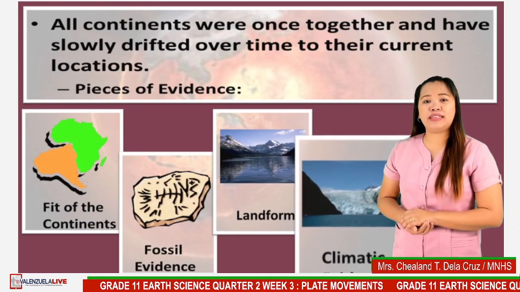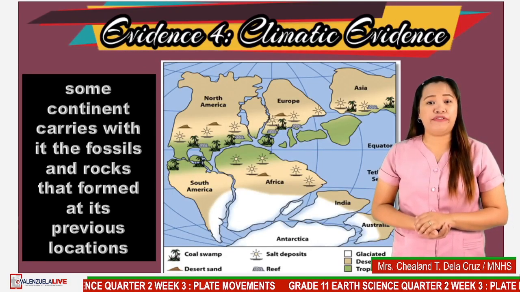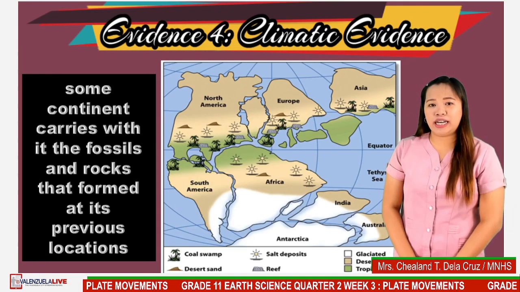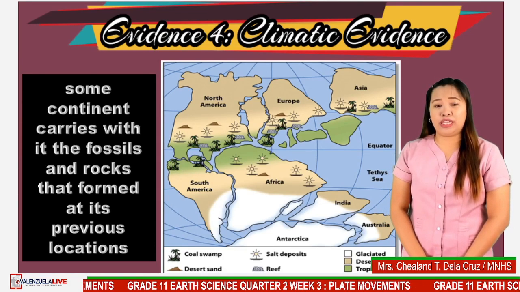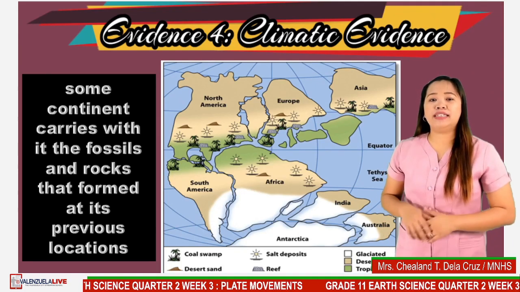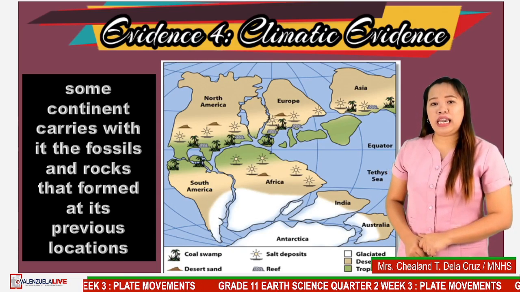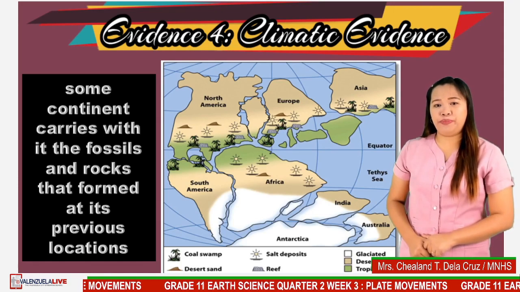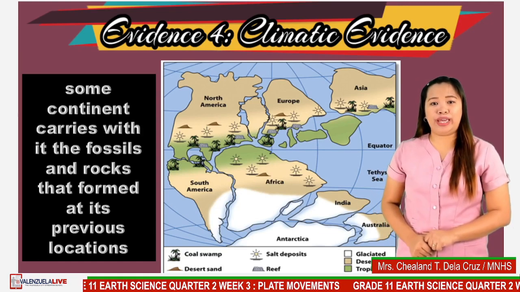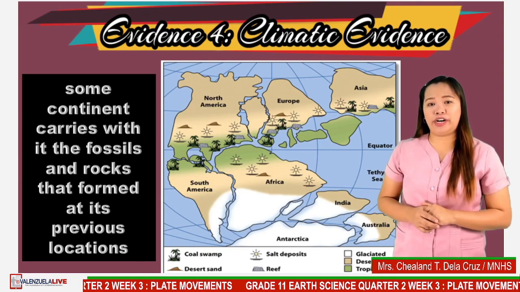The fourth piece of evidence used by Wegener is climate. He discovered that some continents carry with them the fossils and rocks that formed at their previous locations. For example, tropical plants were found in areas that are considered Arctic or frozen today. Likewise, evidence of glaciers was found in areas that have temperatures far too mild to have glaciers. This indicated that the continent must have moved. For instance, Europe might have drifted from near the equator to its present location, and Africa from the polar region going to the equatorial region.